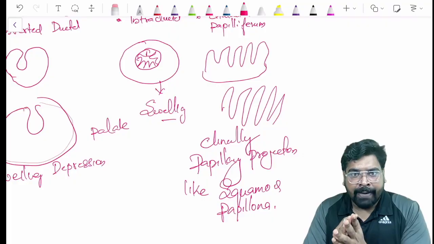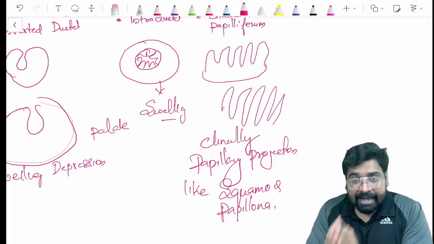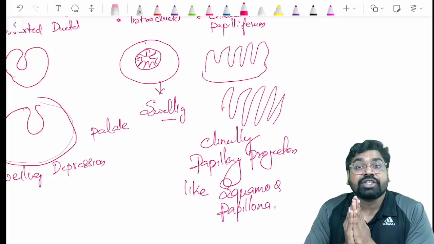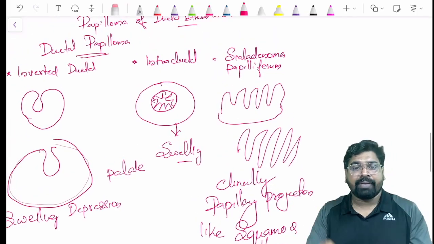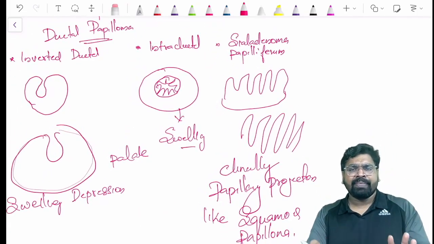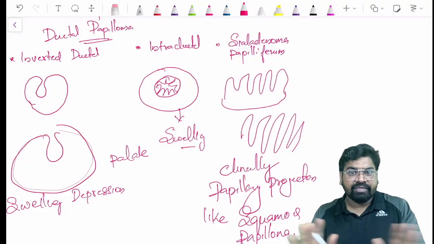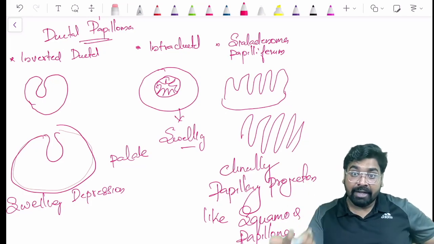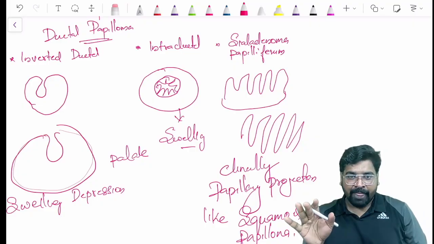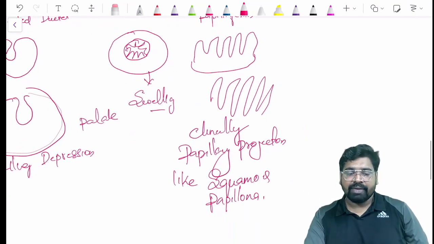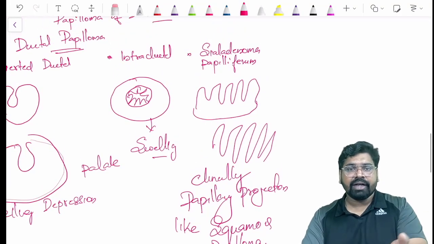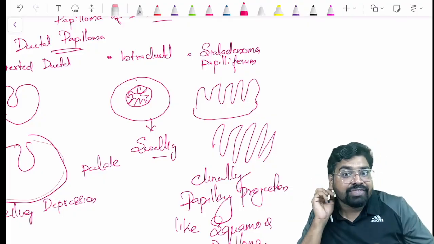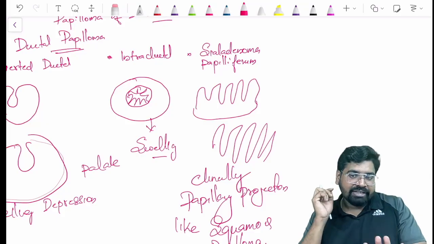So that was the question: which among the following clinically appears as a squamous papilloma, or shows clinical papillary projections? That is Sialadenoma papilliferum. Only this much concept is enough. Just clear the concept and it is very easy. Those who have no idea about it will guess, because there is papilloma in every option: intraductal papilloma, inverted ductal papilloma, Sialadenoma papilliferum. You can't even guess here. If you know the concept, it is very simple.